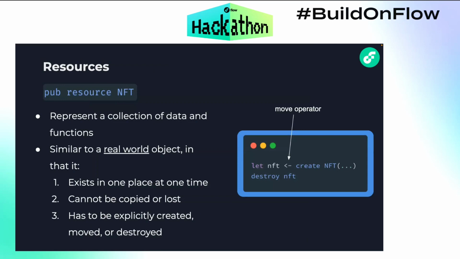There are three main topics in Flow that are very, very important to understand. The first is resources. The second is capabilities. And the third is account storage. Actually, let's say capabilities is last. So resources, account storage, and capabilities. We need to understand the three of them to shift our mental model from thinking in terms of Solidity and EVM to thinking in terms of Flow and Cadence.